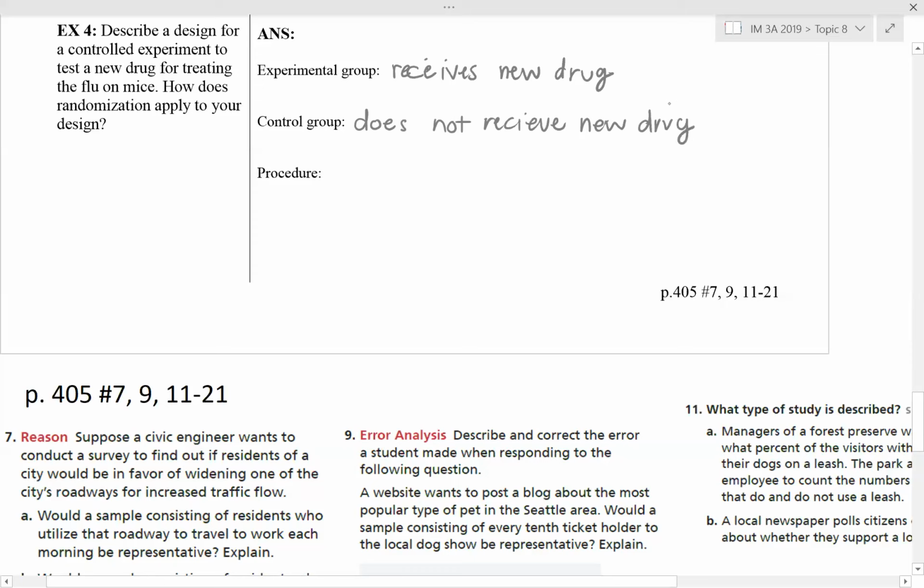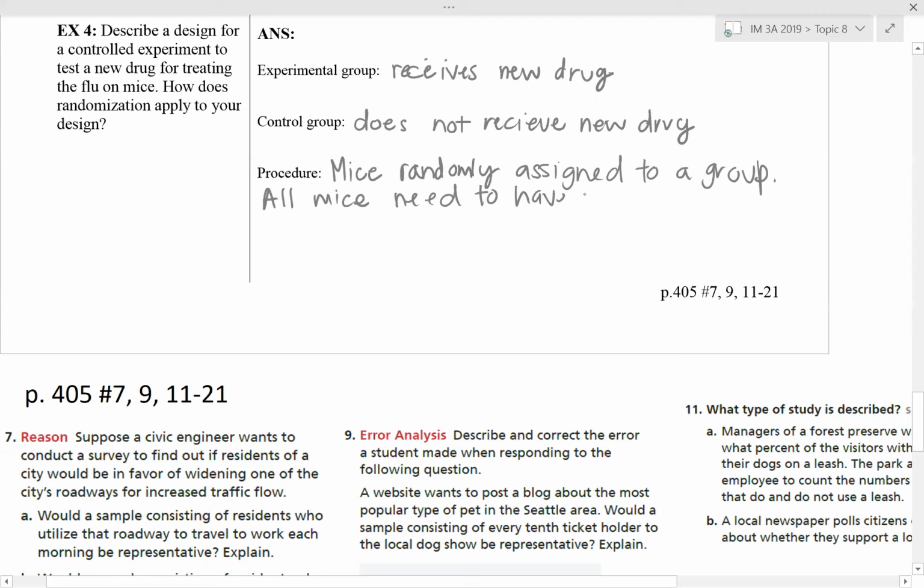So if we're testing these drugs on animals, what we're doing is we're taking the mice and randomly assigning them to a group. All mice need to have the flu. And then we compare the results of the progression.